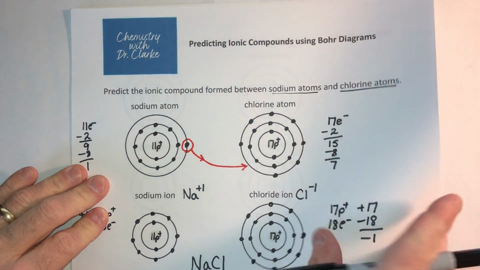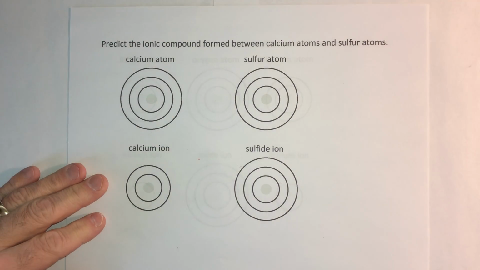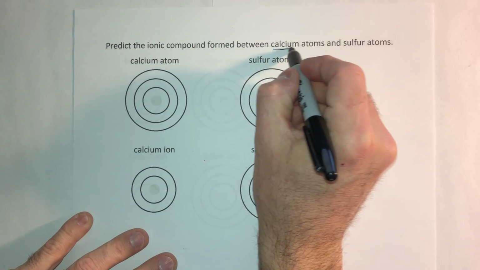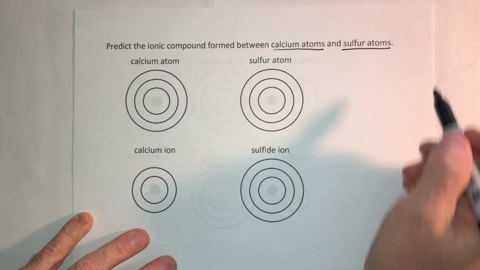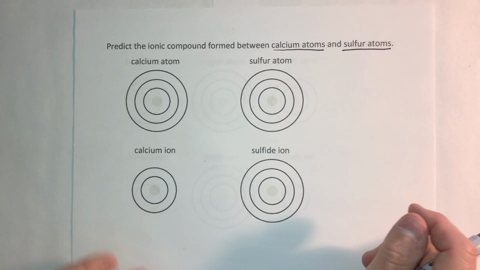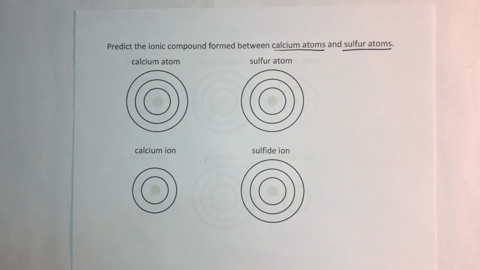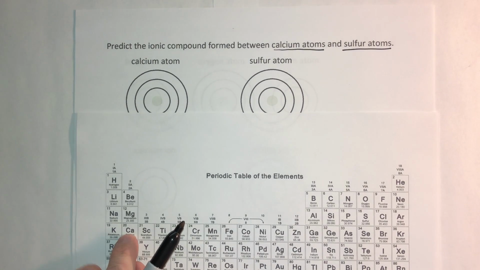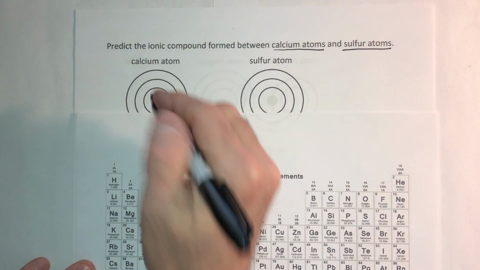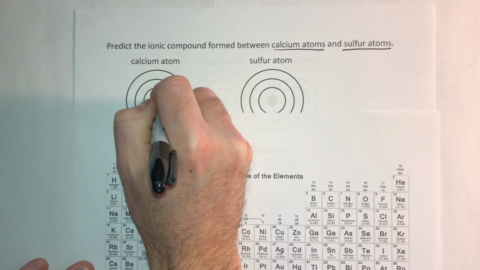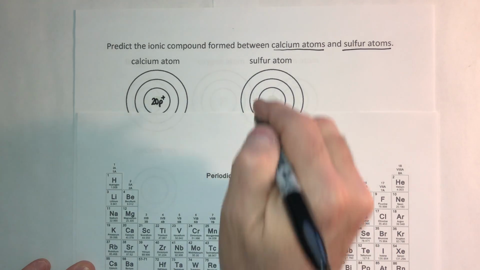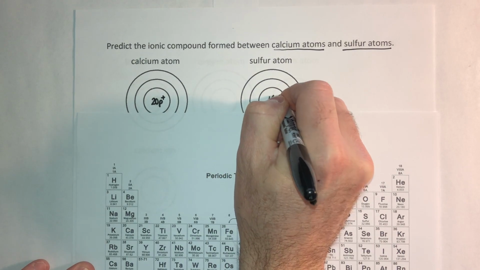All right, let's try a second example. Let's say that we would like to put together some calcium atoms and some sulfur atoms. Okay, that's the 2 things that I'd like to put together. So again, if we pull out our periodic table, calcium is element 20. So it would have 20 protons. Sulfur is element 16. So it would have 16 protons.